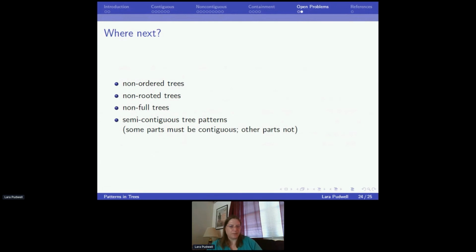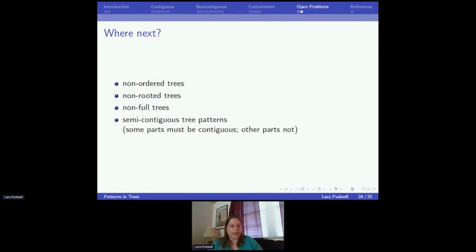Well, I told you about very specific trees at the beginning. You already saw me change binary to ternary with one team of students. But why do the trees have to be ordered? Why do they have to be rooted? Why do they have to be full? What happens when you get rid of some of these restrictions, or maybe look at graphs that aren't trees at all? I also told you about two different kinds of patterns, contiguous and non-contiguous.